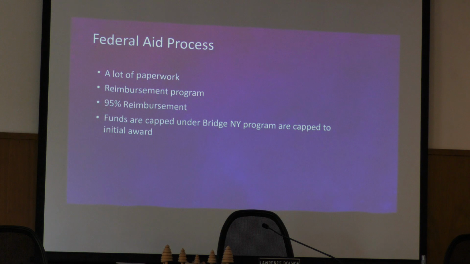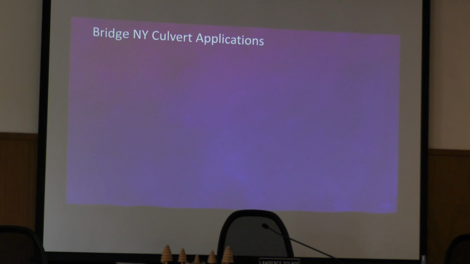But we're going to talk a little bit about a few of these that have created problems for the towns just recently. Funds are capped under the Bridge New York program. They are capped to the initial award. So a bridge can be awarded up to $5 million, but say we get an engineer, the engineer puts in the application, and the engineer believes it's going to be $2 million, it's capped at $2 million. If we get that award, that's what it's capped at. And we're going to talk about why that's a problem in a minute.